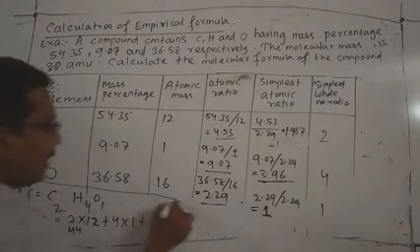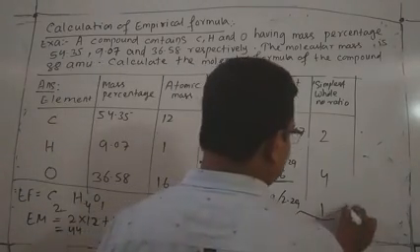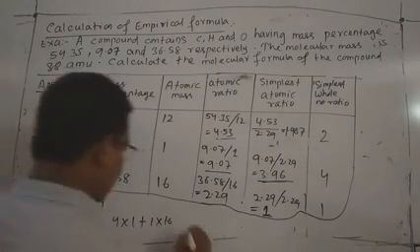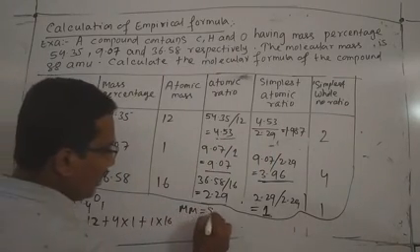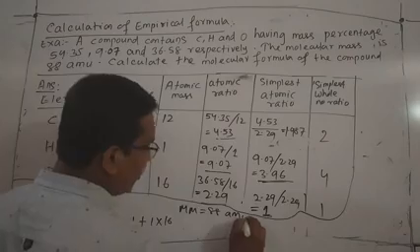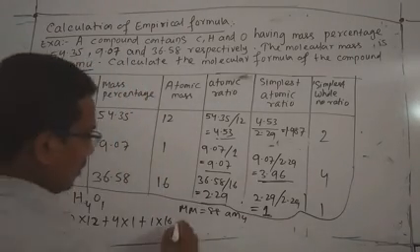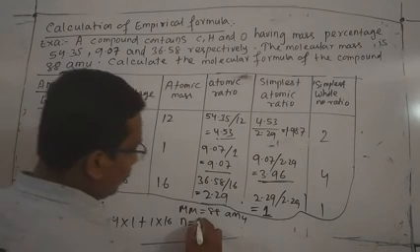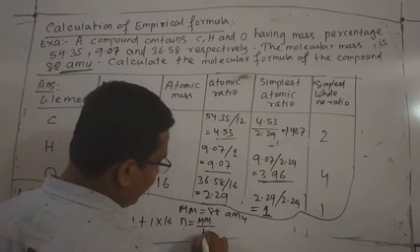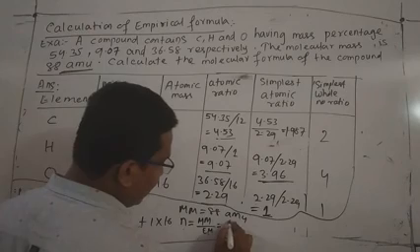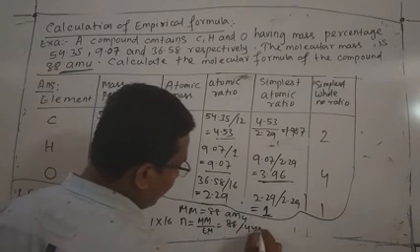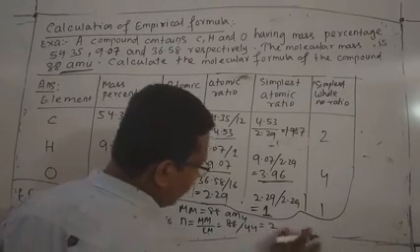We know that in our question it is given that molecular mass is your 88. Molecular mass is your what? 88. This is your value 88. And we know that n is equal to molecular mass by empirical mass. That means 88 divided by 44 is equal to what? 2.